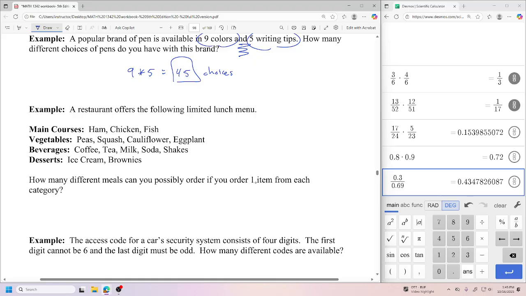So, here's another one. It says you get to pick one from each of these categories. How many different meals can you have? So how many main courses do I have? And then here I got 4. On this one I got, and then 2. What do I do with all 4 of these numbers? Just take a guess. Multiply, yeah, exactly.